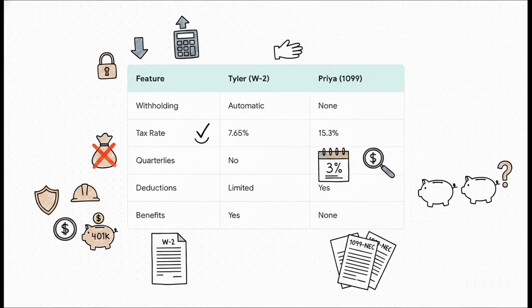For quarterly payments, Tyler doesn't have to worry about them at all. Priya absolutely must pay them if she expects to owe over $1,000 in tax. For deductions, Tyler is very limited. Priya can deduct all her ordinary and necessary business expenses. And then we get to benefits.